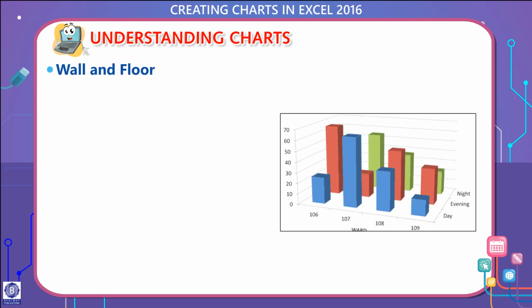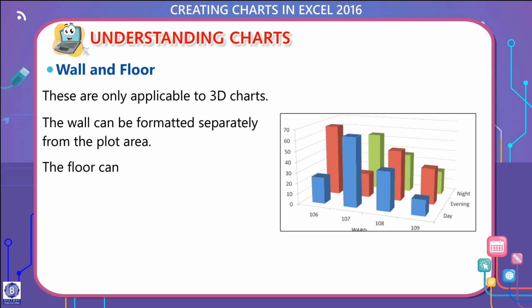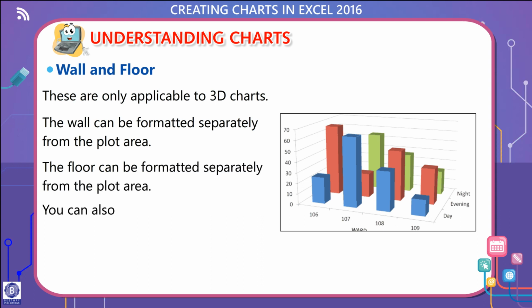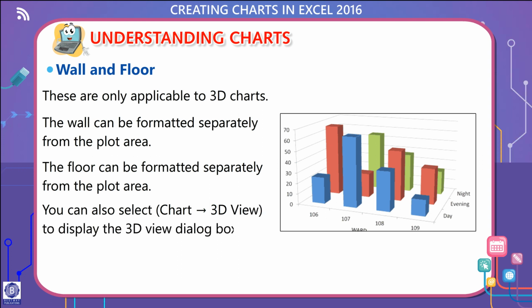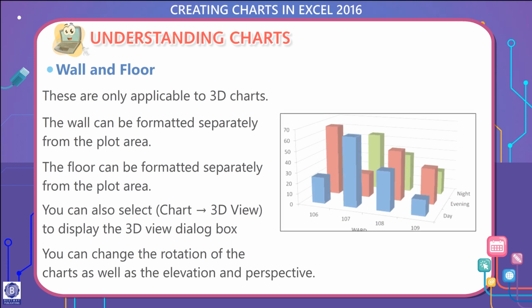Wall and floor. These are only applicable to 3D charts. The wall can be formatted separately from the plot area. The floor can be formatted separately from the plot area. You can also select Chart 3D View to display the 3D View dialog box. You can change the rotation of the charts as well as the elevation and perspective.